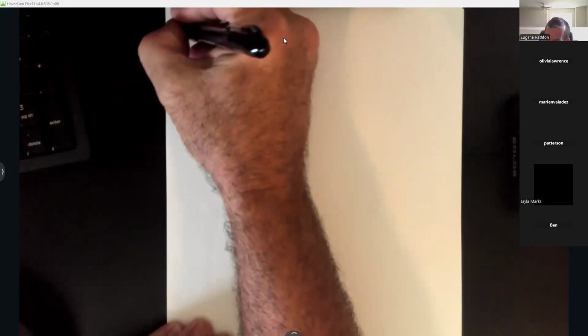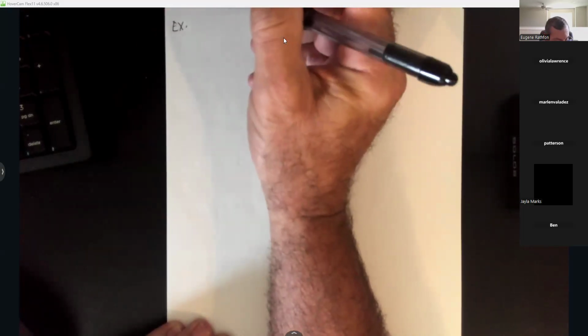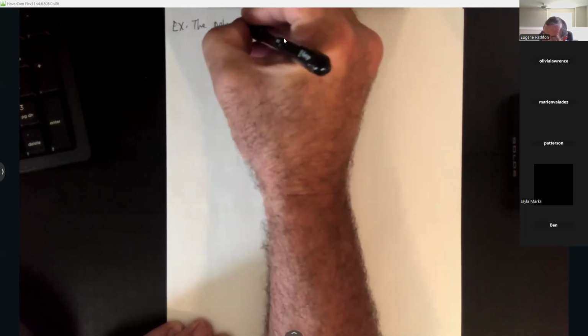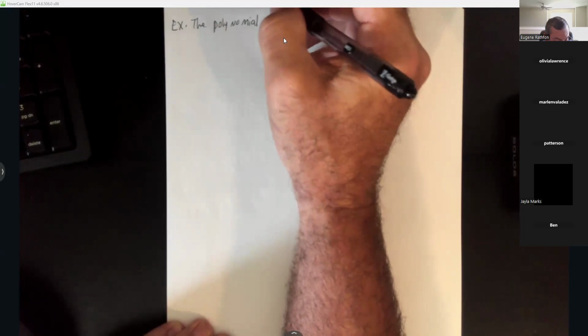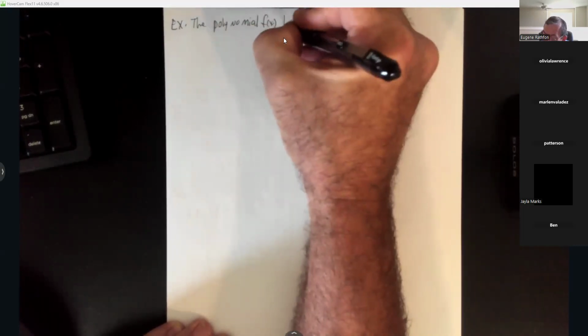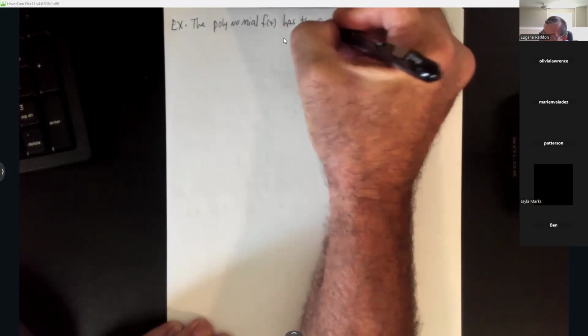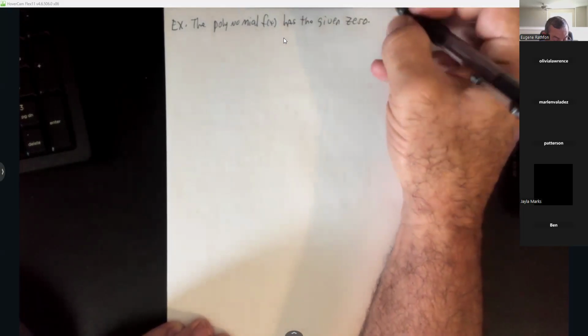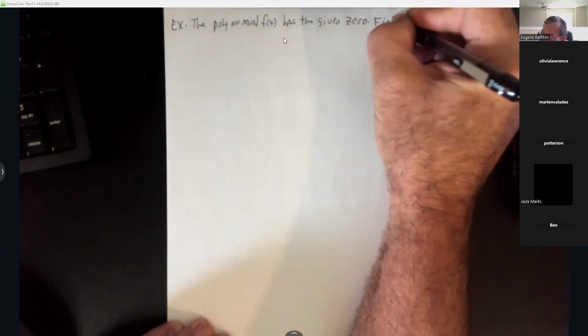All right, y'all, so the last three problems, they're going to give us zeros and we're going to find the rest of them. So this is where we're going to bring our synthetic division back in the game. So it says the polynomial f of x has the given zero. Then it says find the other zeros.